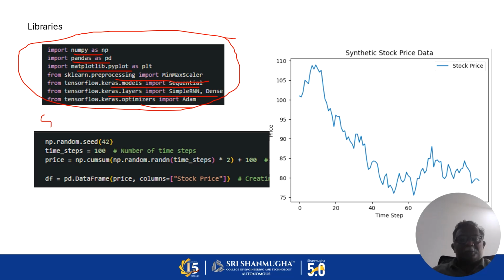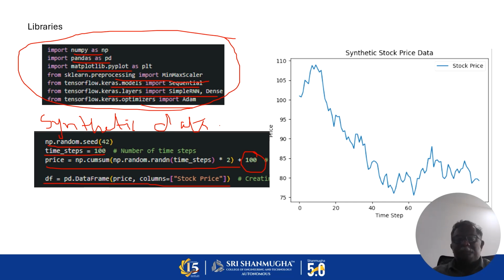As I said, I'm going to use synthetic data, which will be produced by using random numbers. For reproducibility, I'm going to use np.random.seed(42). The total number of time steps that we use is 100. The initial price starts at 100, and it will be summed up by adding the numbers that we get from the random generator.